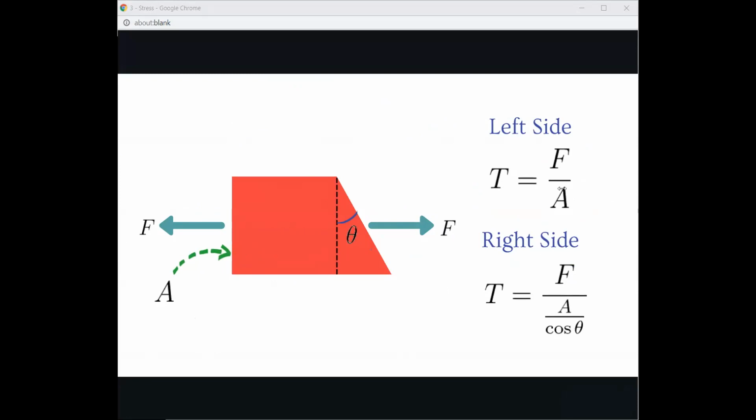Now, let's look at the left side. At the left side, the area is A, right? So the traction here is F over A. Since it is in equilibrium, the left side force will be equal to the right side force. For the right side, the force is still the same, but the cross-sectional area will be A over cosine theta.